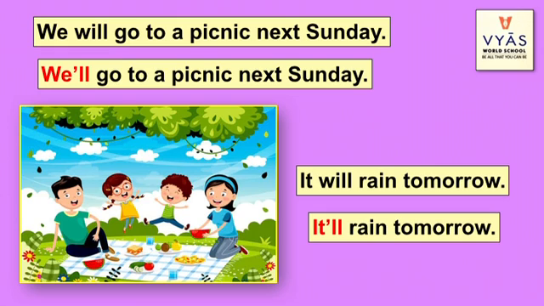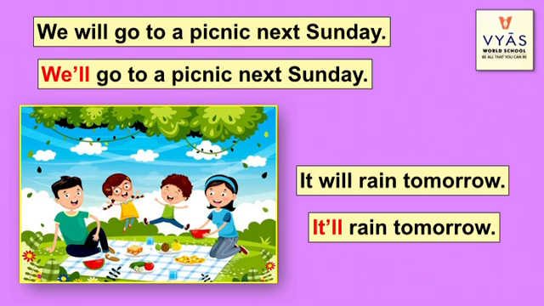So now children, on your screen you can see that we have used contractions with the word will in a few sentences. I'm reading the first sentence. We will go to a picnic next Sunday. So in place of the letters wi, which are dropped here, we have used an apostrophe. So we will read the sentence as we'll go to a picnic next Sunday. We have dropped the letters wi, and in place of those missing letters we have put an apostrophe.